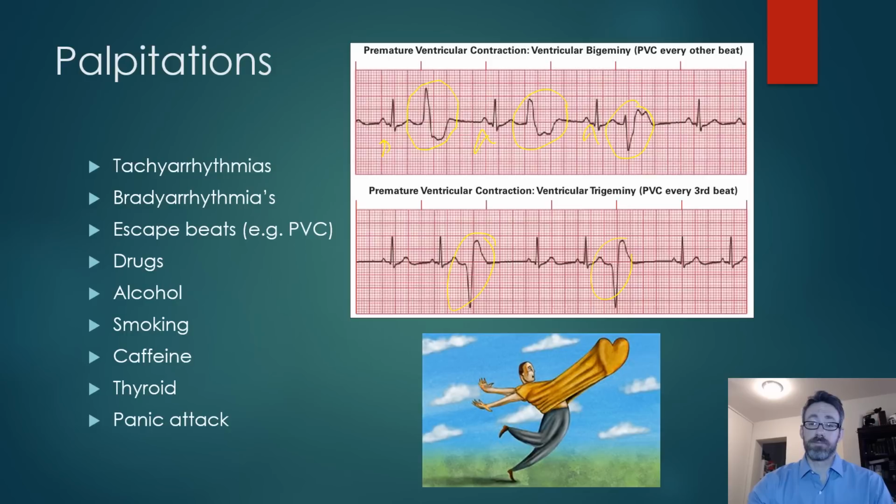Thyroid, so an increase in thyroid, or if somebody's hyperthyroid, that can actually upregulate beta receptors on the heart and can act as a stimulant. And then, of course, panic attacks. Panic attacks are well known to cause things like palpitations and the sensation of chest pain and so on.